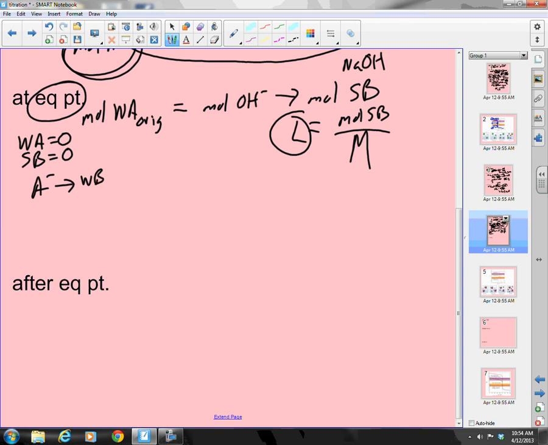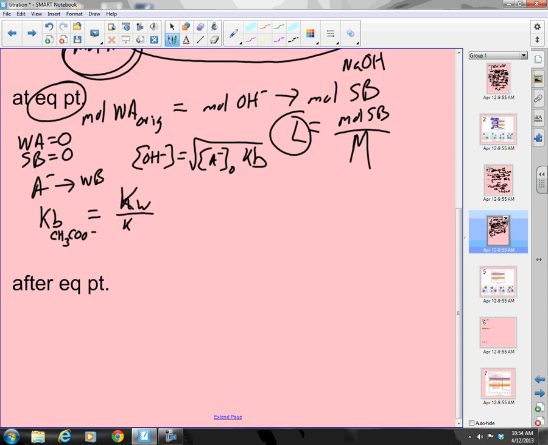That means I'm going to use my concentration of hydroxide is equal to the square root of my initial concentration of my weak base times my Kb. Well, the first problem is we're not given a Kb. So I have to get the Kb. In this case, we're using acetic acid, so the Kb of acetate would be equal to what? Kw over the Ka of my acetic acid. Good. So that's how I can get my Kb, which goes right in here.